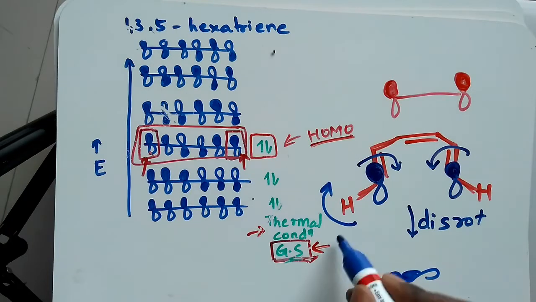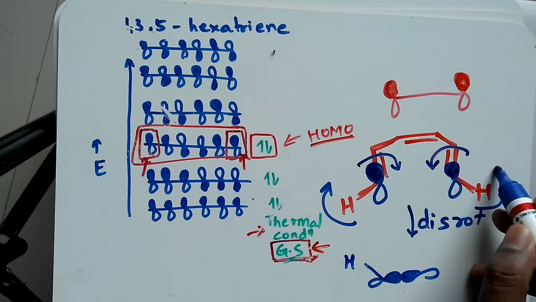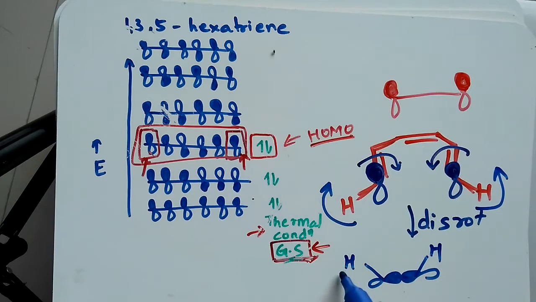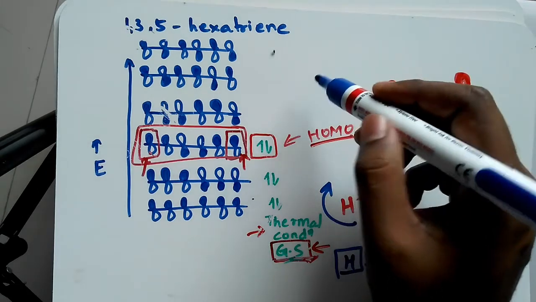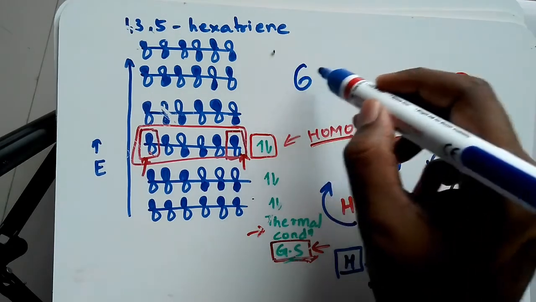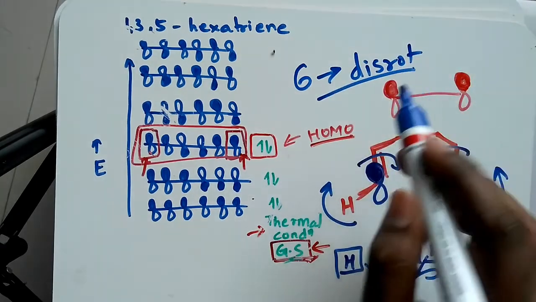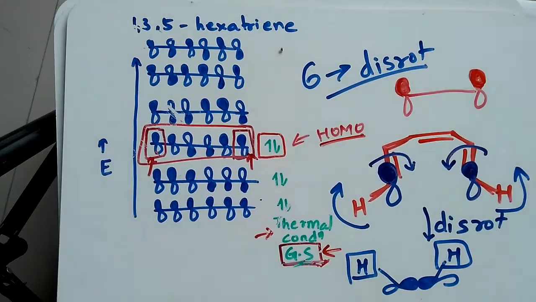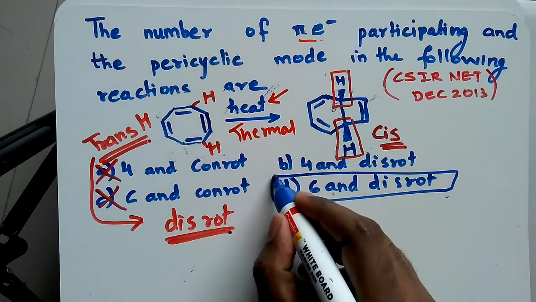The hydrogen, as it moves up, as shown in the previous video, if you have not seen the previous video, please check the link over here. This hydrogen goes on top. The hydrogens come in cis. You can draw the other part as well. So the hydrogens come in cis. So what is the answer? 6 pi electrons, and the motion was disrotatory. If we get back to the question, the answer is D, 6 and disrotatory.